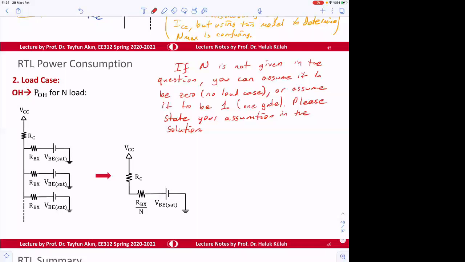But typically we should give you what the n is going to be. Of course, assuming it's 0 will be easier for you to calculate. But if you want to show that you really know what you are doing, assuming it to be 1, of course, gives maybe a better impression of your knowledge.